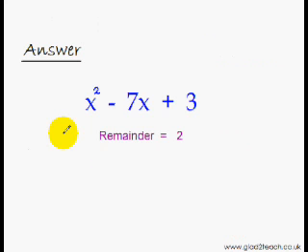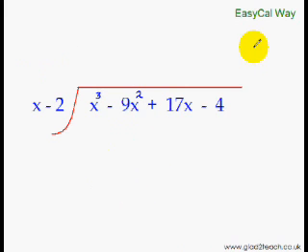Your time is up. The correct answer is x square minus 7x plus 3 and the remainder is 2. So could you get it? Now let's see the EasyCal way, or the faster way, of doing this algebraic division.